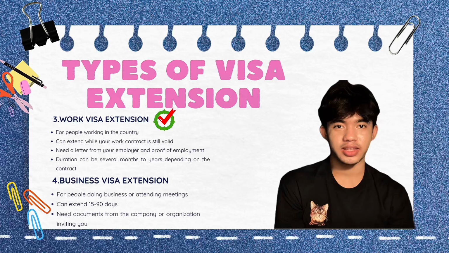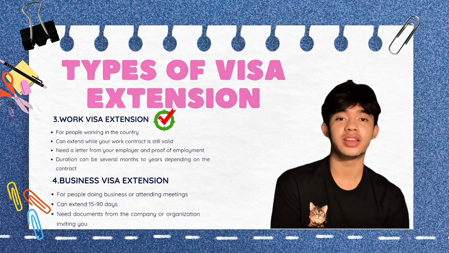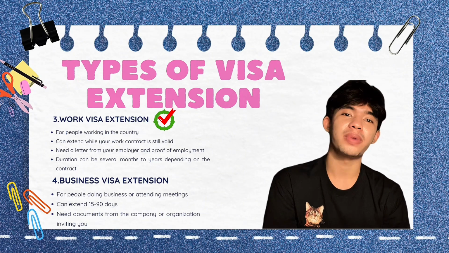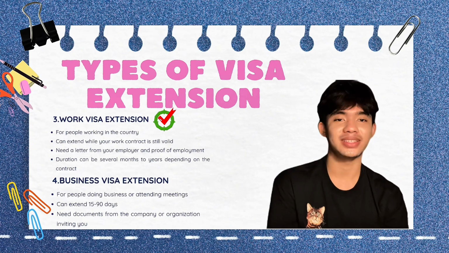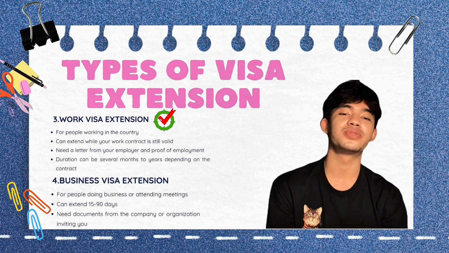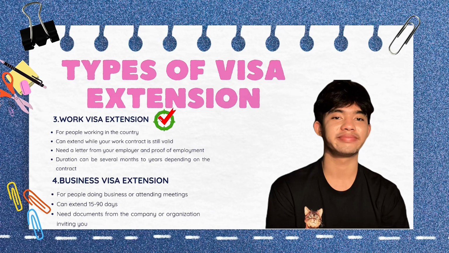The third one is work visa extension. This is for people working in a country. If you are working legally in a country, you can apply to extend your work visa as long as your work contract is still valid. You will need a letter from your employer and proof of employment.